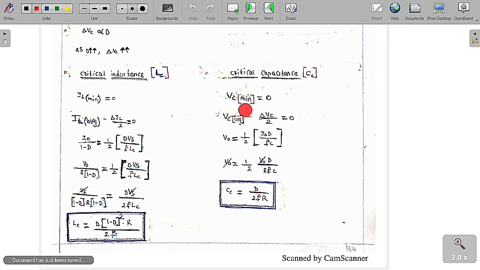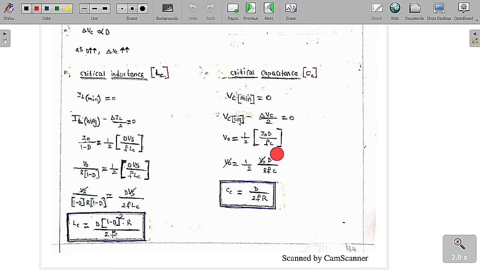Similarly, I want to find the value of the critical capacitance. Critical capacitance means just minimum continuous conduction in the capacitor voltage or the output voltage, meaning the capacitor voltage or output voltage rises from 0 value. Therefore Vc minimum is equal to 0. Vc minimum means Vc average minus delta Vc by 2 is equal to 0, so Vc average is equal to delta Vc by 2. Vc average is the output voltage average value. So V naught is equal to half into delta Vc, which we just saw is I naught into D by fC.